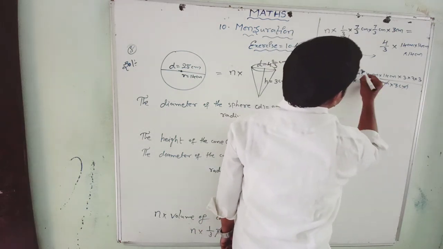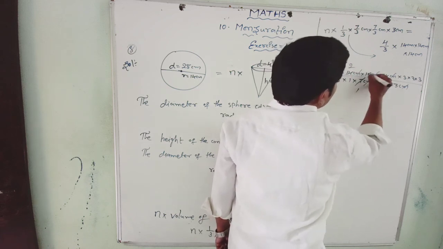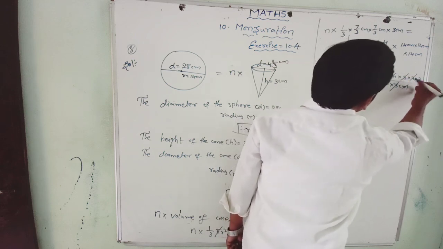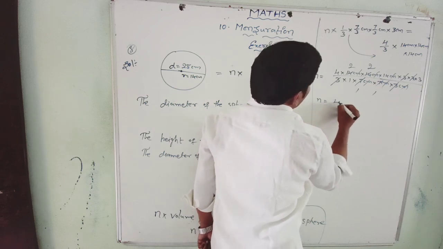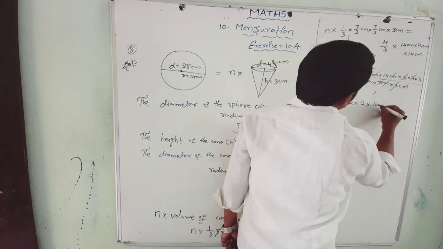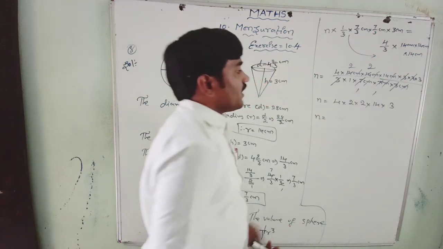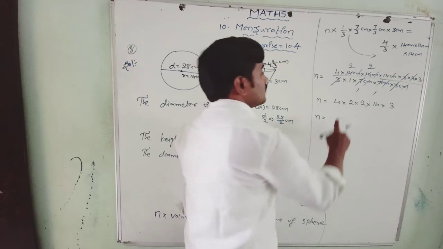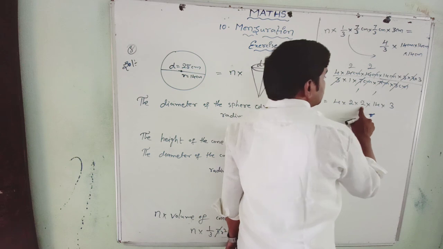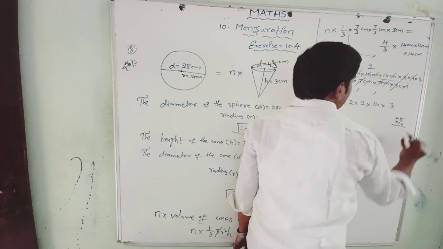Centimeters cancel with centimeters. 7 ones are 7, 7 twos are 14. Here 3 gets cancelled, here 3 and here 3 got cancelled. So n equal to 4 into 2 into 2 into 14 is left into 3 is left. Now when you multiply this, what do we get? 4 into 2 is 8, 8 twos are 16, 16 into 3 is 48, 48 into 14.